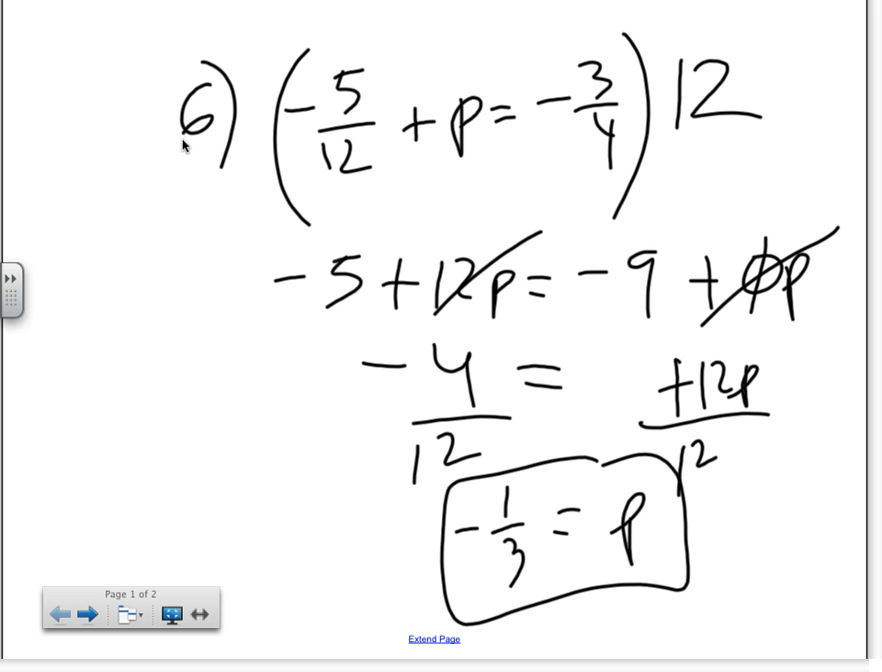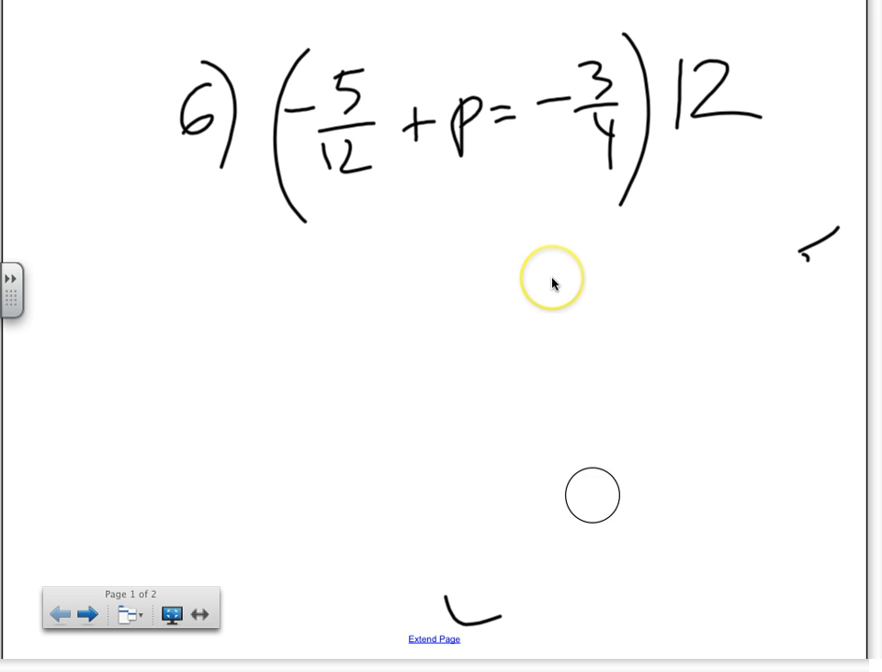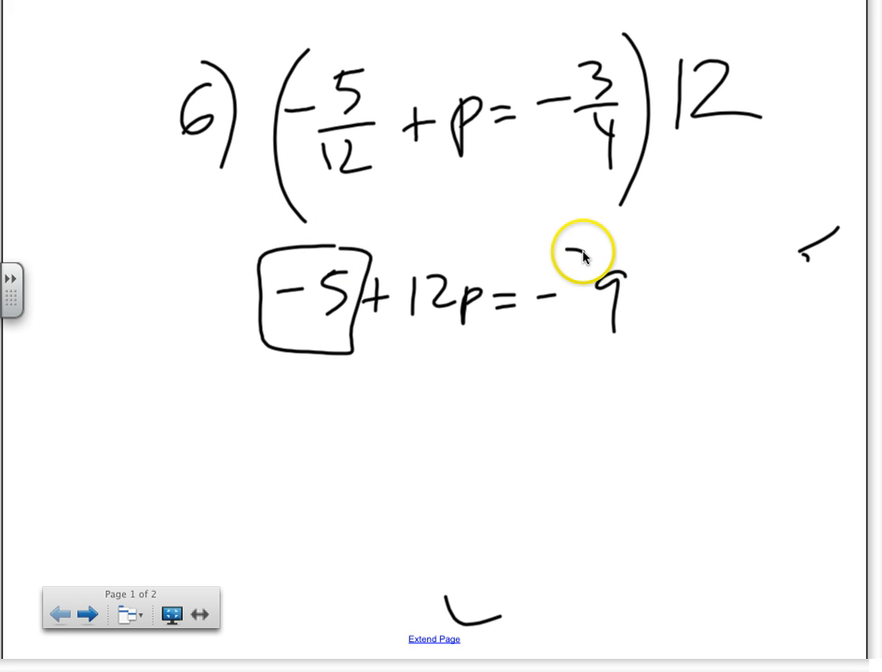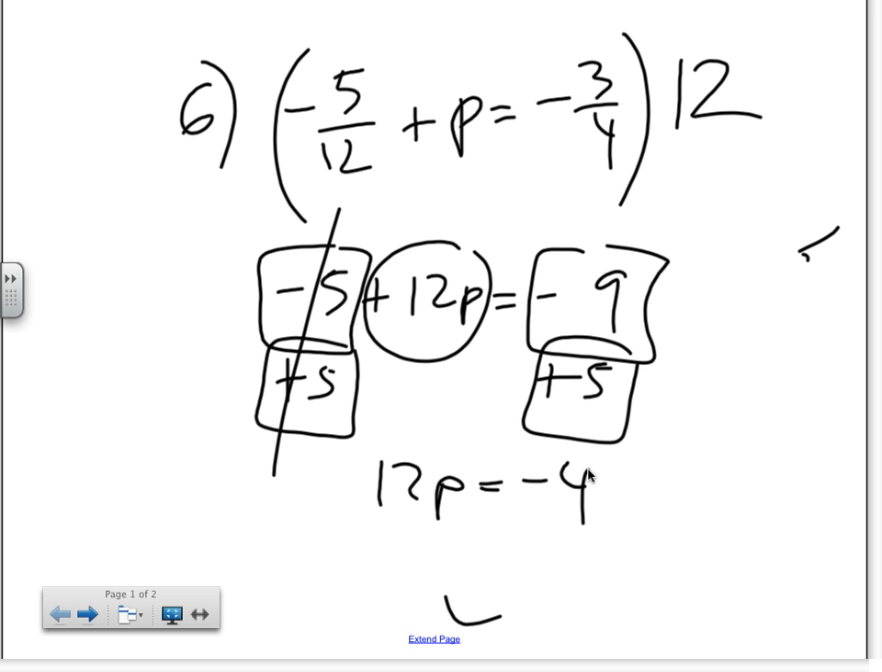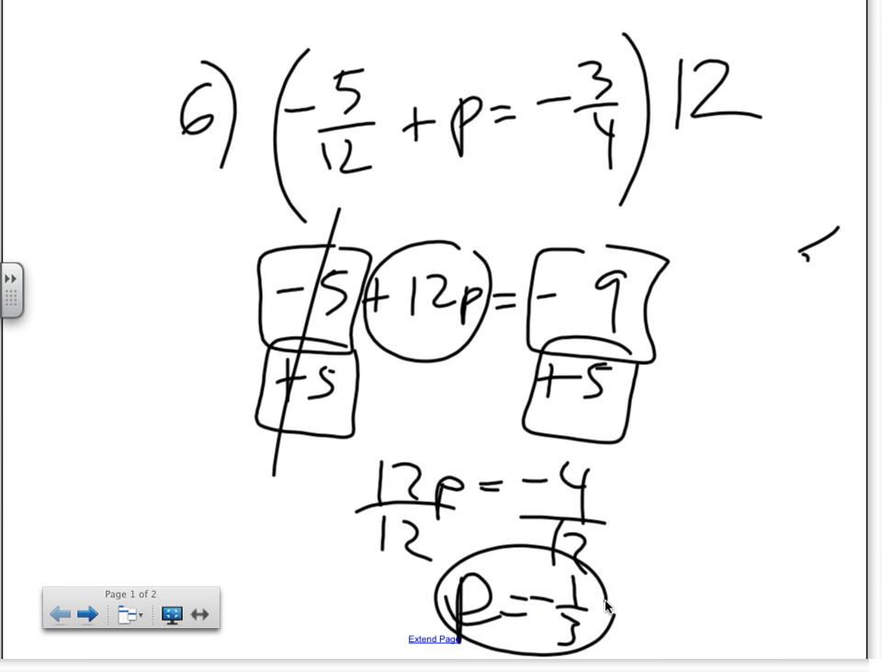If you were to do the other way, let me show you the other way. Negative 5 plus 12p equals negative 9, right? And then, Lionel, you said this. Here's the box. Here's the circle. So of course you'll be moving the negative 5 over. Then you'll be adding 5. So you have 12p equals negative 4, isn't it? And then you divide by 12. Isn't it the same answer as negative 1 over 3? That way's easier.